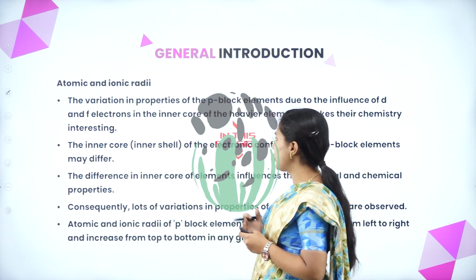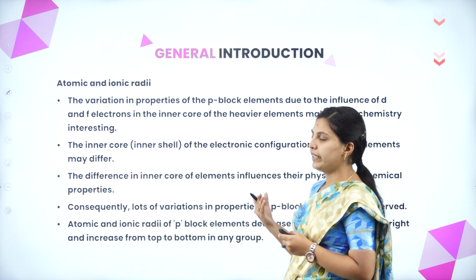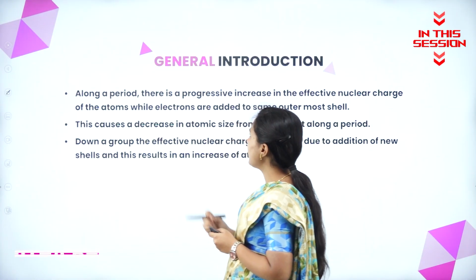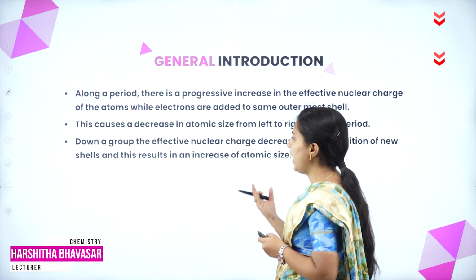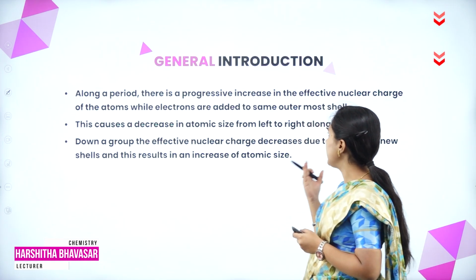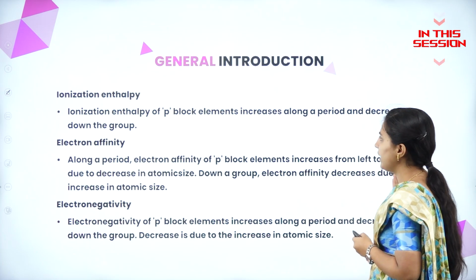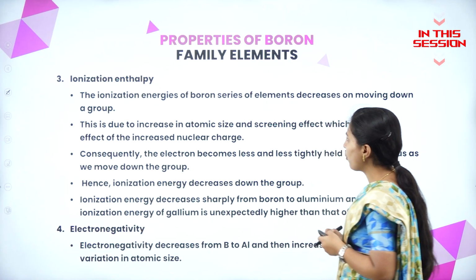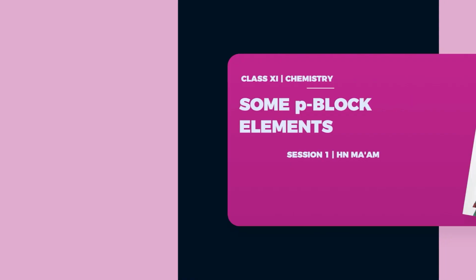The inner core or inner shell of the electronic configuration of p block elements may differ. Along a period, there is a progressive increase in the effective nuclear charge of the atoms while electrons are added to the same outermost shell. Ionization enthalpy of p block elements increases along a period and decreases down the group. The ionization energies of the boron series of elements decrease on moving down the group.